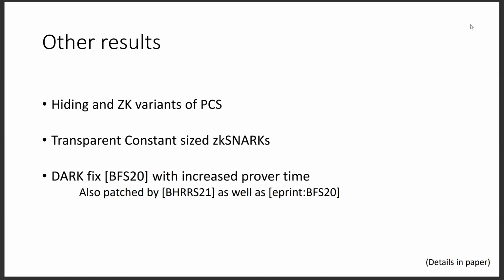So what are the other results that I'm not going to be talking about? We have hiding and zero knowledge variants of our PCS. We're also going to be constructing constant size ZK SNARKs from this. We also, in slightly unrelated news, fix a soundness proof in the DARK polynomial commitment scheme, which is also in groups of unknown order. And those have also since been patched by the authors themselves, as well as Block et al. from Crypto 21. We, however, do incur some additional prover time, so that's unfortunate.